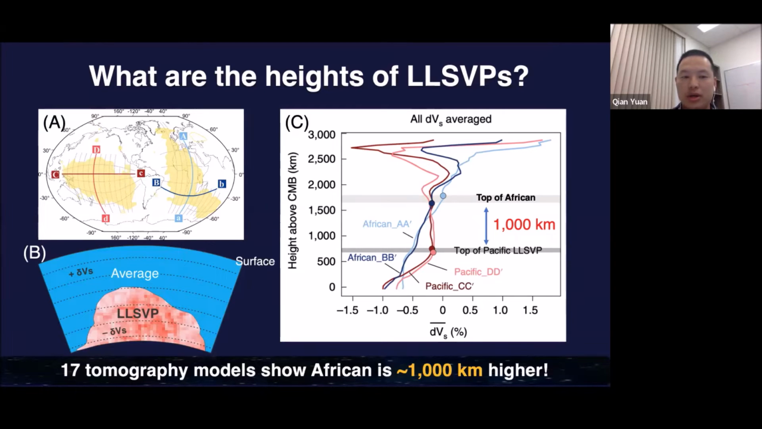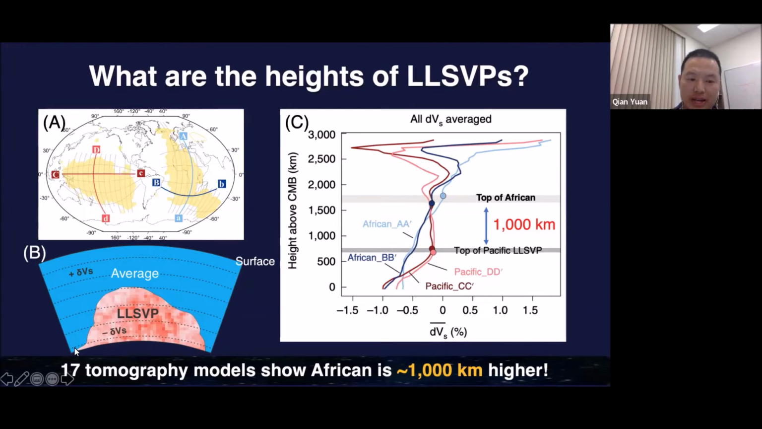So in this study, we collected 17 global shear wave tomography models. We tried to compare the height of these two LLSVPs using the same data set and the same definition. Because we think the LLSVPs are dense thermochemical piles, if you take a cross-section of the LLSVPs, we expect the bottom to cover a larger area than the top. Because the shear wave anomalies within the blobs are slower than the background mantle, the dVs is negative, and the background is positive or zero.